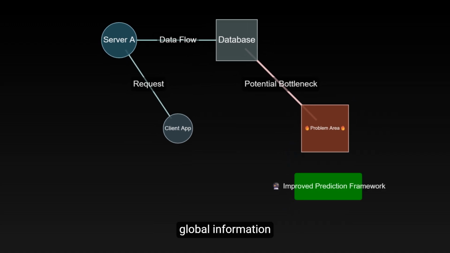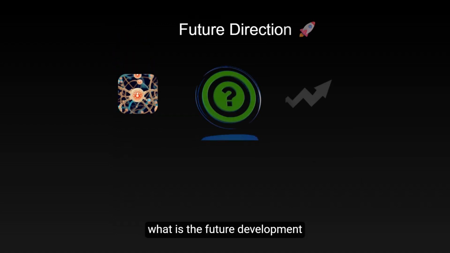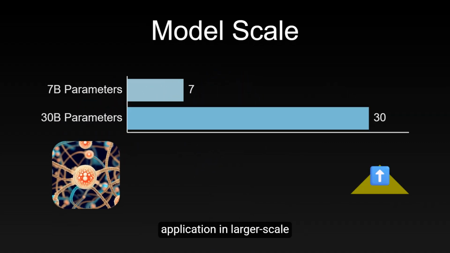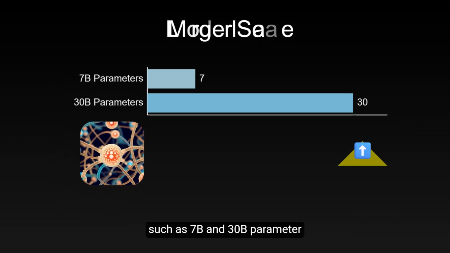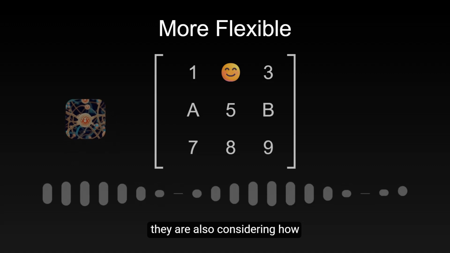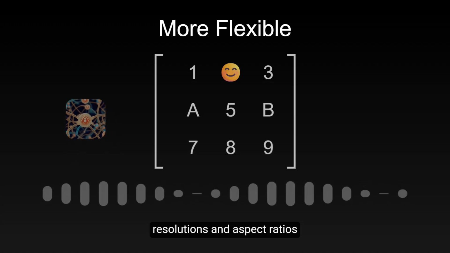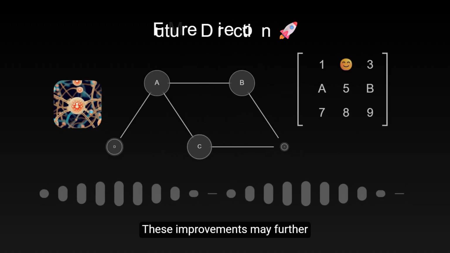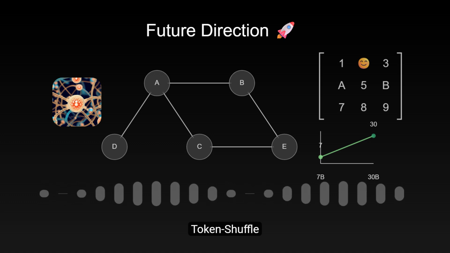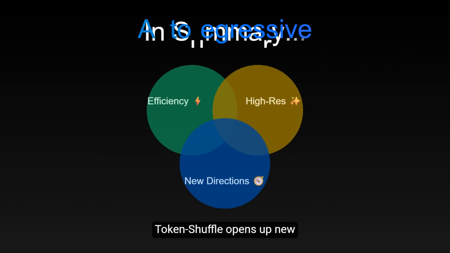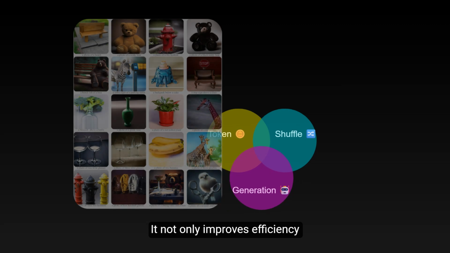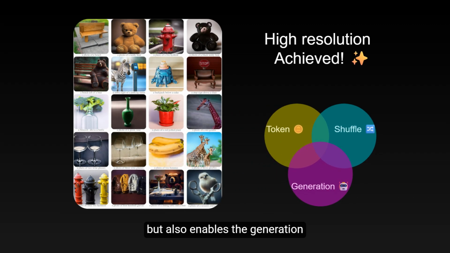What is the future development direction of Token Shuffle? First, researchers hope to explore its application in larger-scale models, such as 7B and 30B parameter models. Second, they are also considering how to support more flexible resolutions. Overall, Token Shuffle opens up new possibilities for autoregressive models in the field of image generation. It not only improves efficiency, but also enables the generation of high-resolution images. While there are still some challenges, its emergence undoubtedly brings new ideas and directions to the field of AI image generation. Alright, that's all for this video.